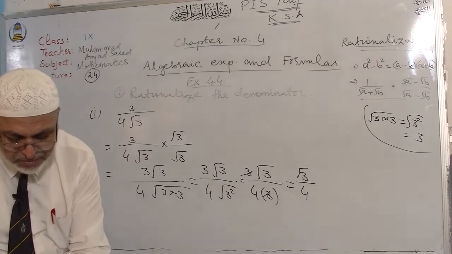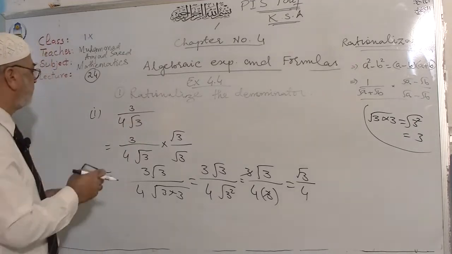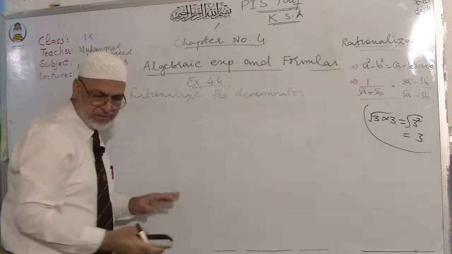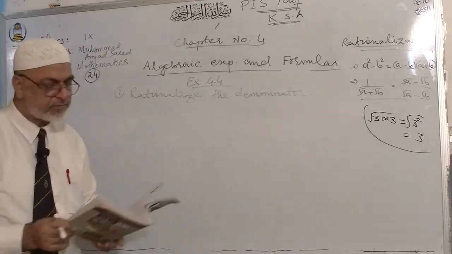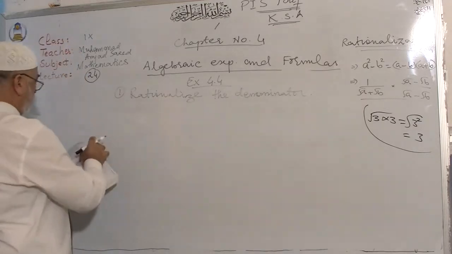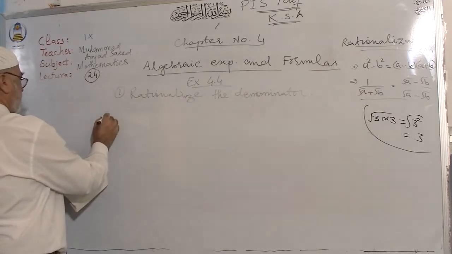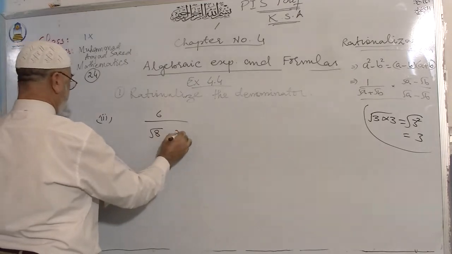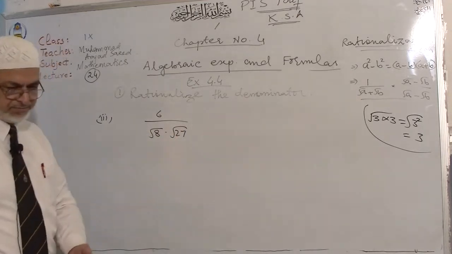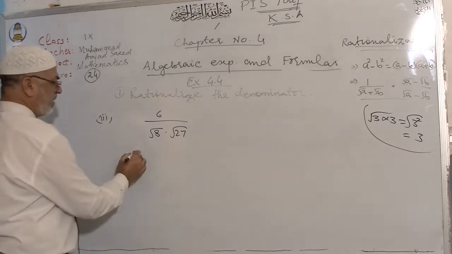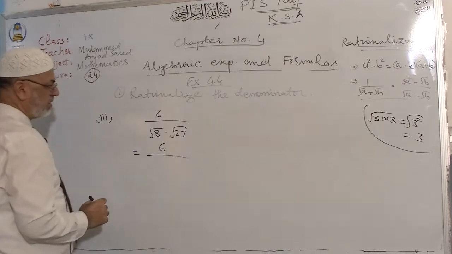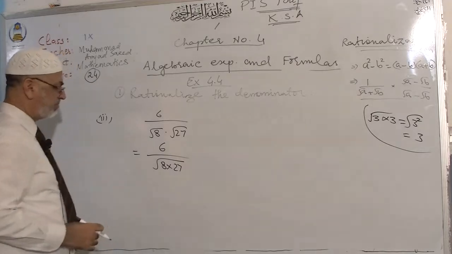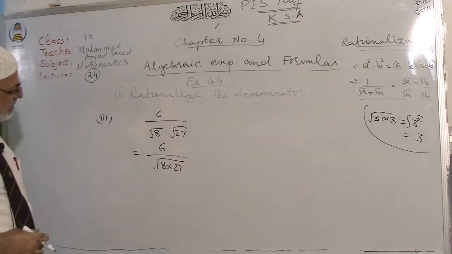After that we have parts number 4, 5, 6. They are similar. Suppose we take part number 3 first: 6 over root 8 into root 27. First of all, 6 over root 8 into root 27. You can check.